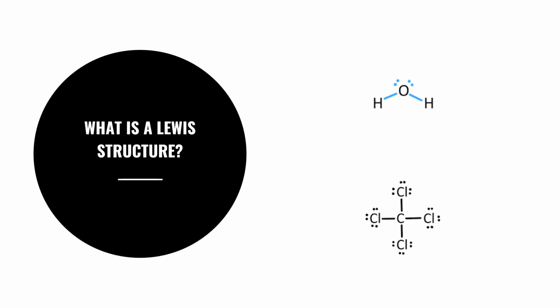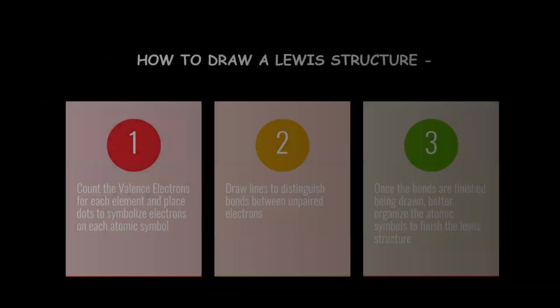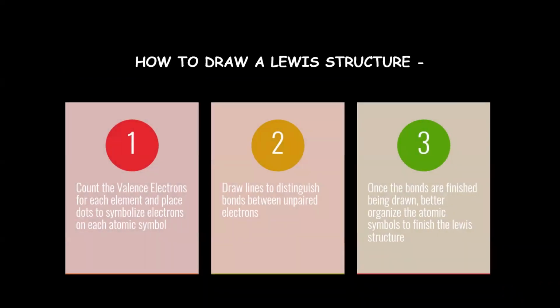So if you're new to this, you must be wondering, how do I do this? It looks really complicated. Trust me, it's simple. It's 3 easy steps. First, you count the valence electrons for each element and place dots to symbolize electrons in each atomic symbol. Second, you want to draw lines to distinguish bonds between the unpaired electrons to bond them together, because electrons want to be paired together. Third, once the bonds are finished being drawn, you want to better organize the atomic symbols to finish a Lewis structure. Okay, the third step isn't really necessary, but it's better for organization and it looks much nicer, as you'll see with this example.